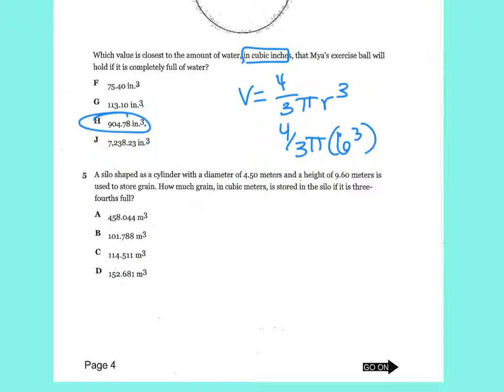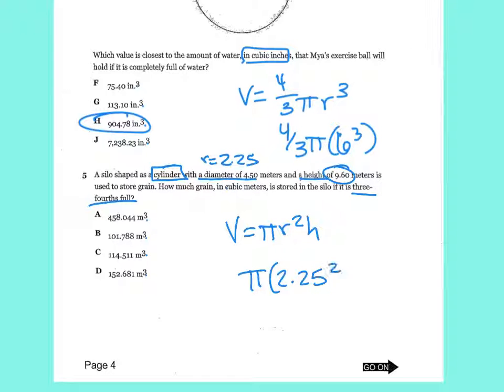Number 5, a silo shaped as a cylinder with a diameter of 4.5, so cut that in half, 2.25 for radius, and a height of 9.6 meters is used to store grain. How much grain in cubic meters is stored if the silo is 3/4 full? Okay, so this is all volume. I've got my little 3's. So the volume of a cylinder, pi r squared times height, so pi times 2.25 squared times 9.6. So I'm going to plug all that in the calculator, just like that.